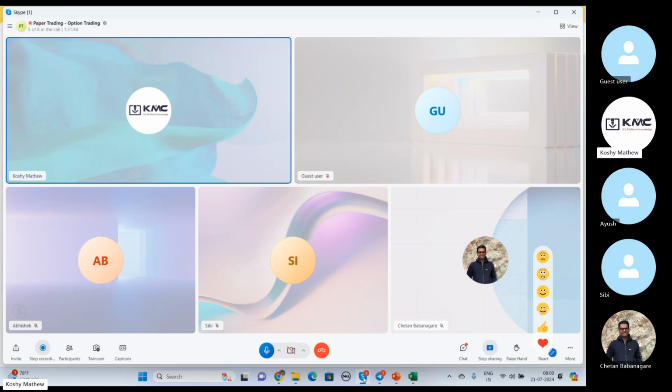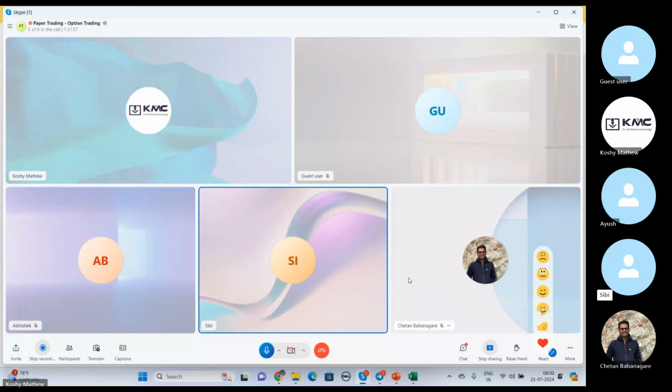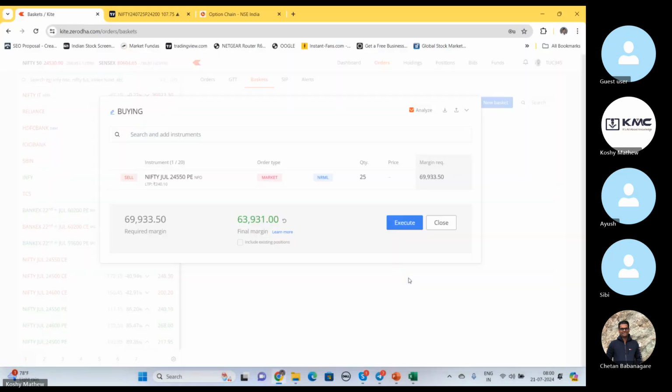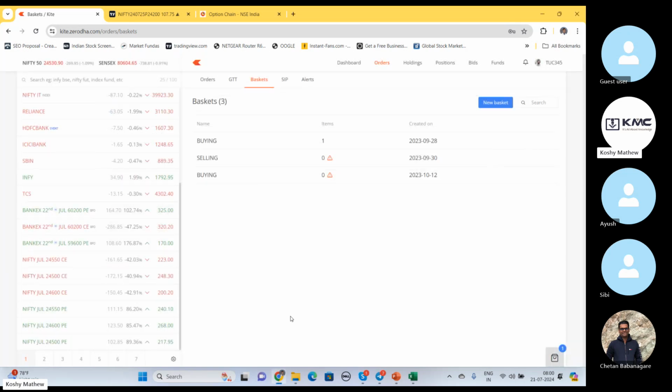What do you think? The seller, should he sell in the money, at the money, or out of the money to be safe? I'll explain. For a buyer, if buying in the money or at the money is useful, then for a seller, it should be out of the money.